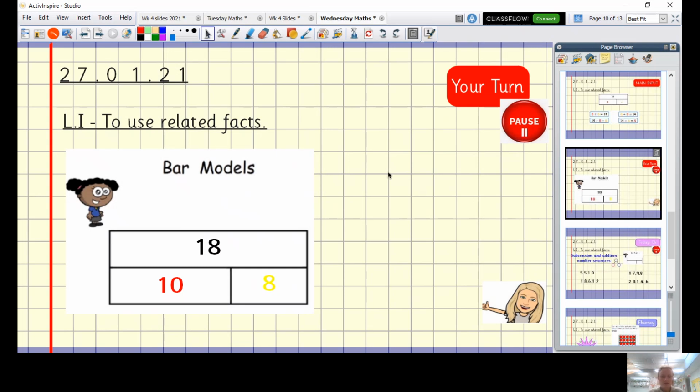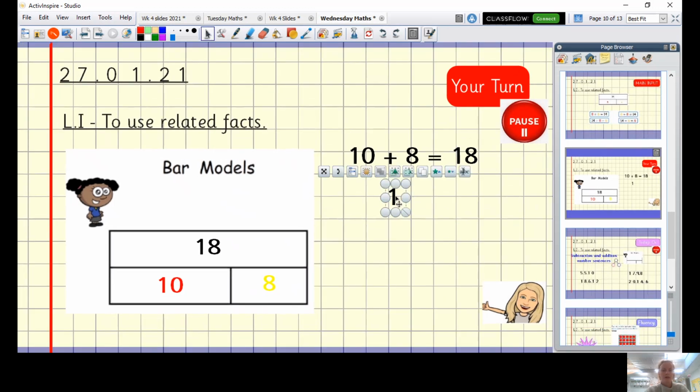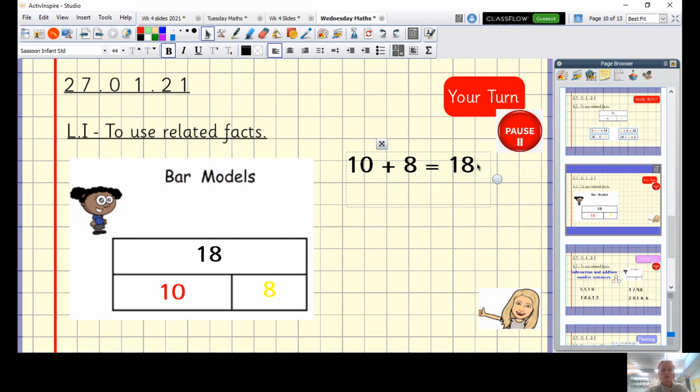Okay, let's go through the answers. We'll do this one together. So I've got 10 plus blank equals 18. Or I could have, what would be the opposite way of doing that? What could I do? That's right, I could do 8 plus 10 equals 18.